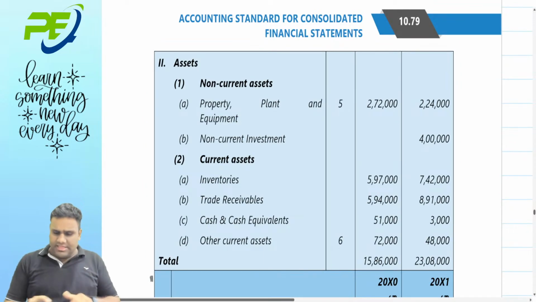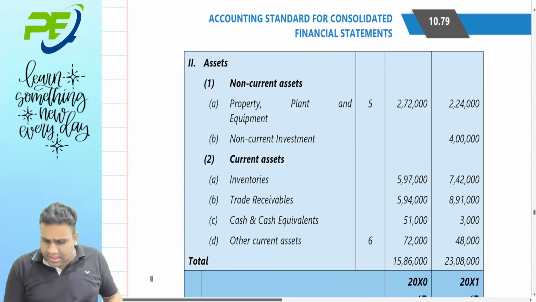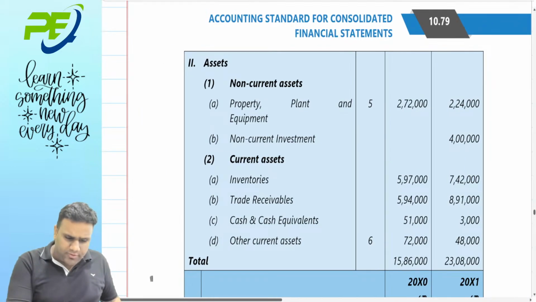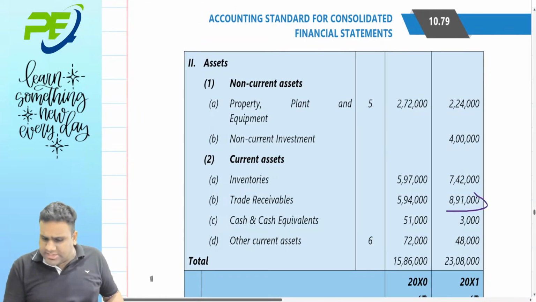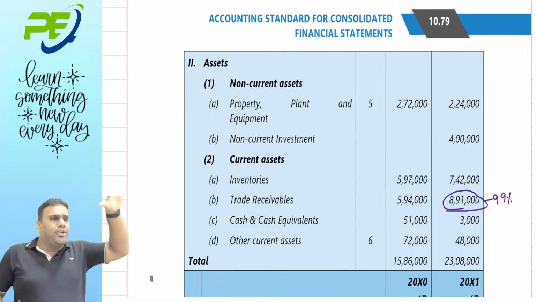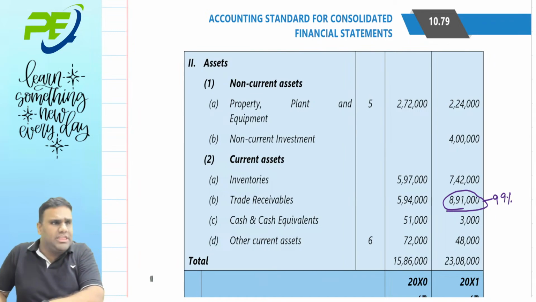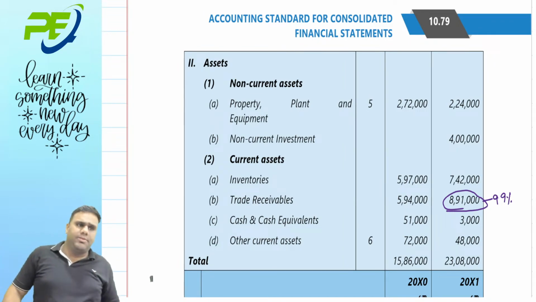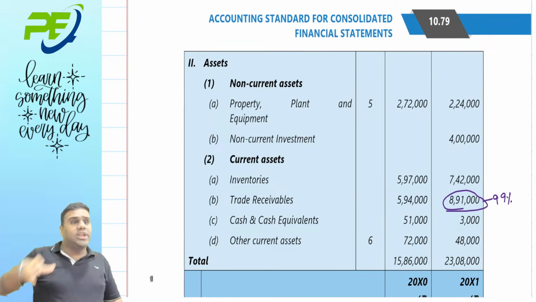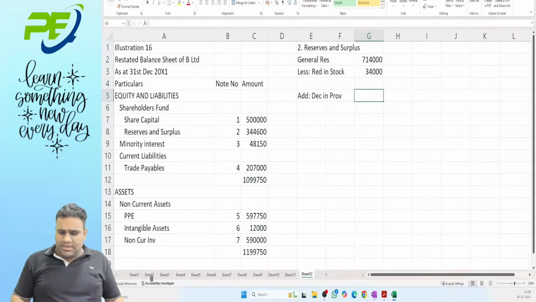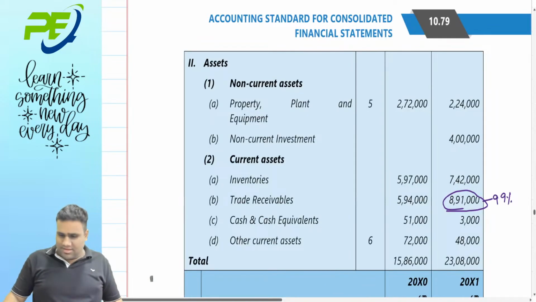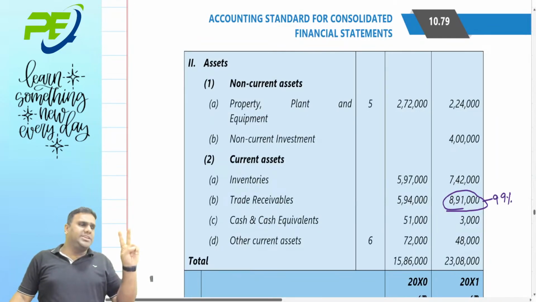Now trade receivable in this problem is 891. Is this after provision or before provision? After provision, it is 891. So can I say this is 99% only? Because if 100 rupees is my debtors, there is 1% provision and the 99% figure is in the balance sheet. 9 lakh is the total trade receivable, 1% provision, 9,000.